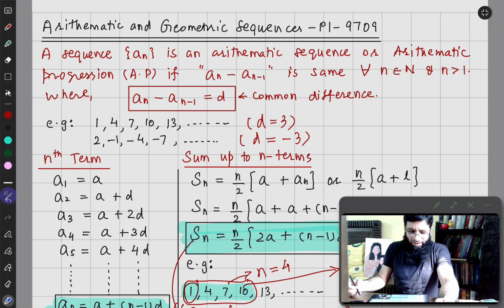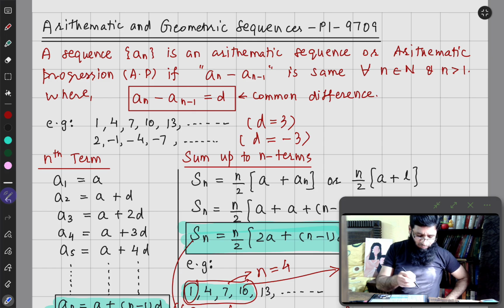We are starting arithmetic and geometric sequence of paper 1 of A-level maths. You can see the definition of arithmetic sequence. Basically, it is a sequence in which the difference of any term and the previous term must be a same number. You can see that an and an minus 1 will be a same number for all the sequence.